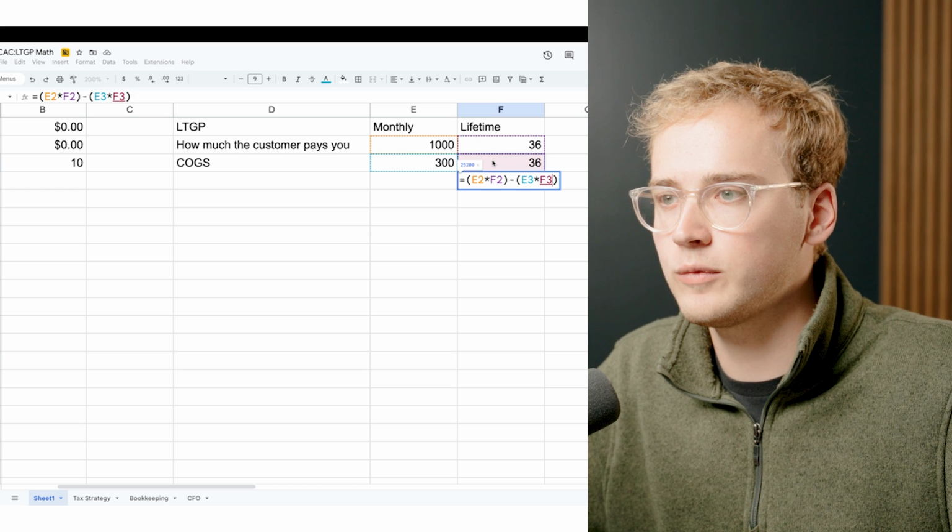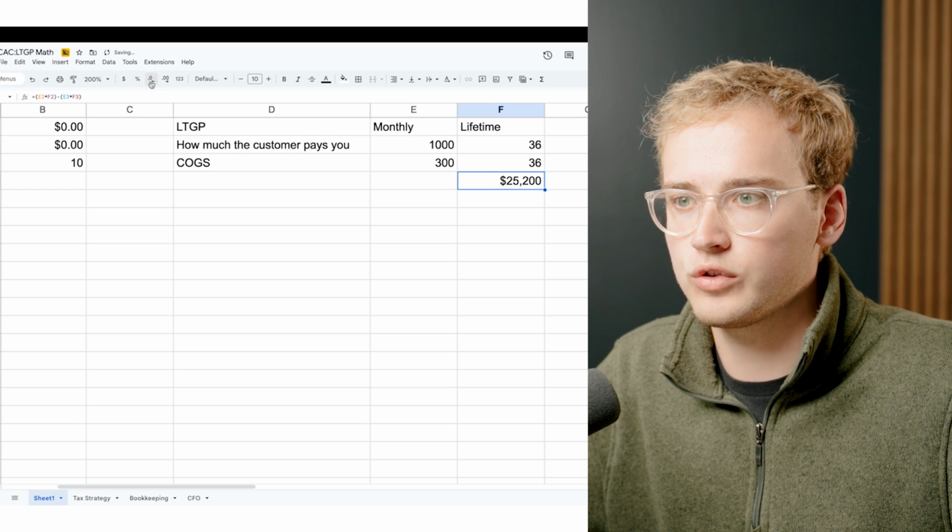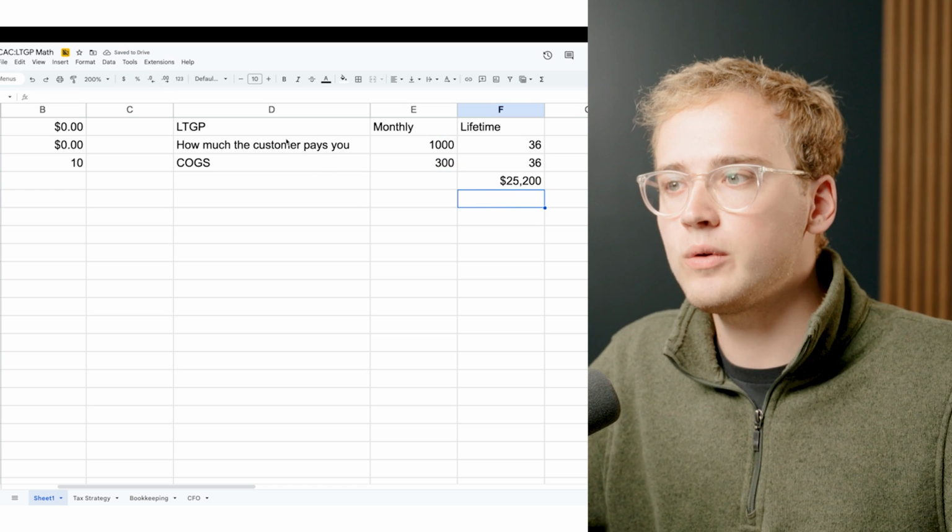And so your lifetime gross profit is about a little over $25,000, right? Now, that would be for a bookkeeping firm, but a lot of firms don't charge monthly, right? If you're a tax firm, for example, you might charge a tax strategy fee, or you might charge a tax preparation fee.